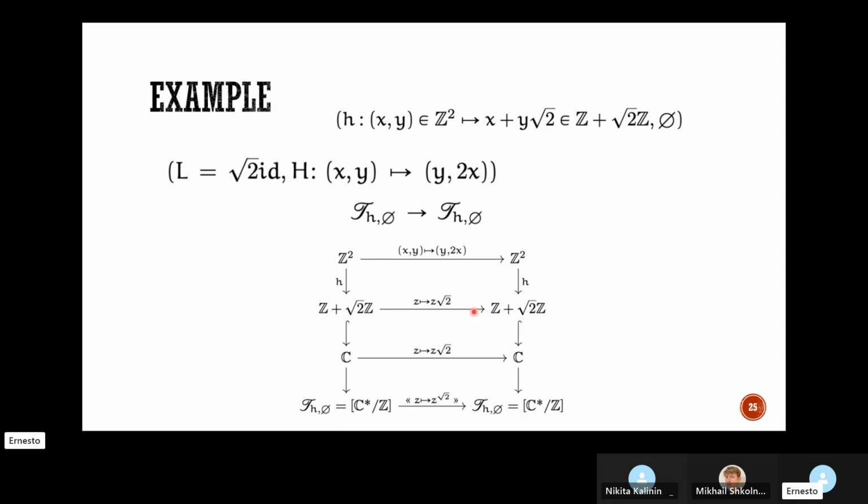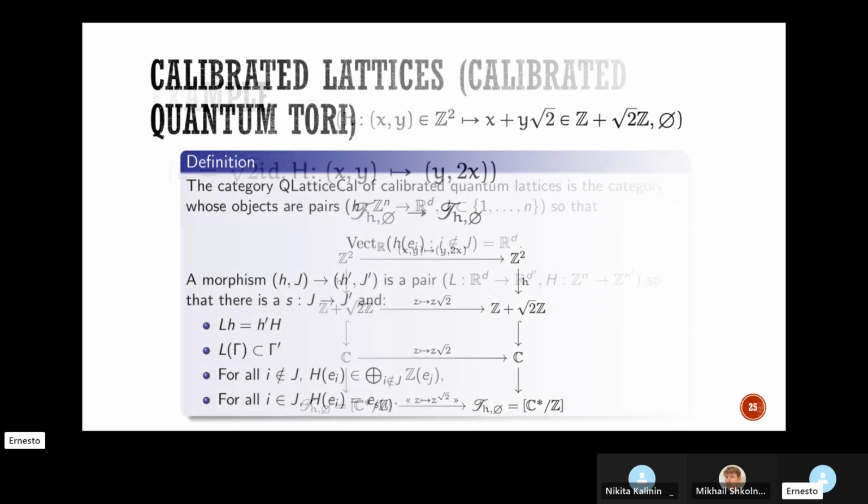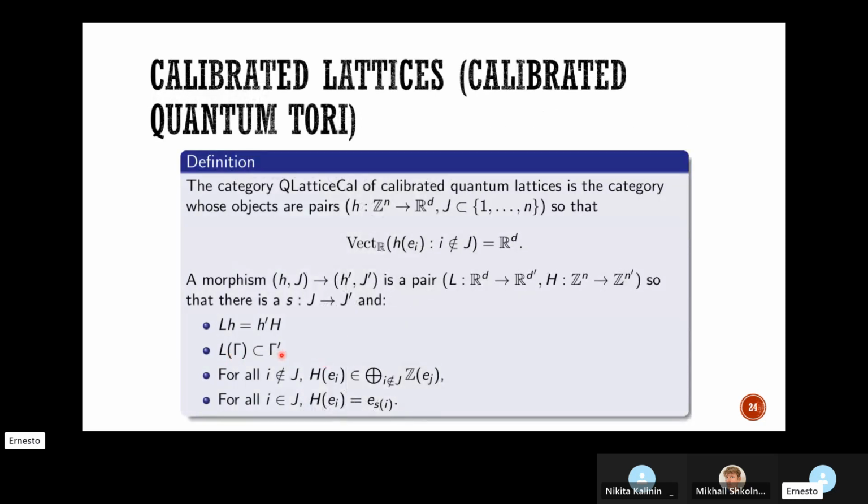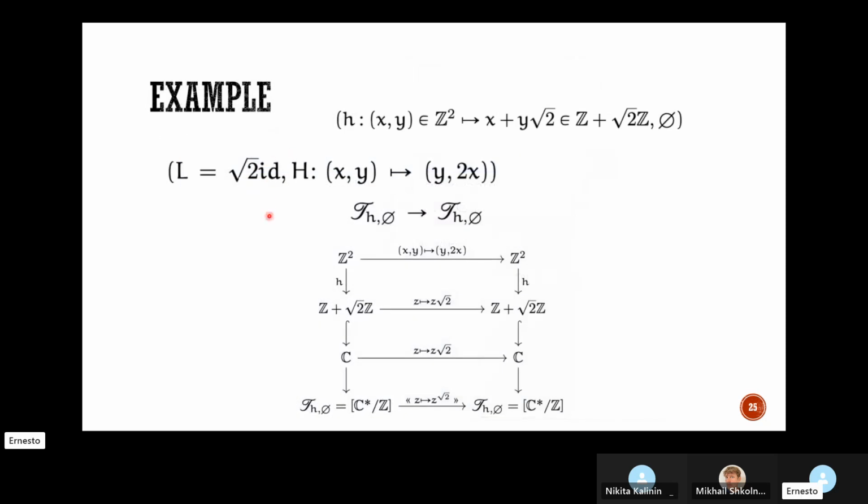This map, sending Z to Z square root of 2, well, it sends gamma to gamma. And this is L sending gamma to gamma. So this is the identity map, you know. This is L of t equals square root of 2t. So, or what is this map exactly? This is L, sending z to the square root of 2z.